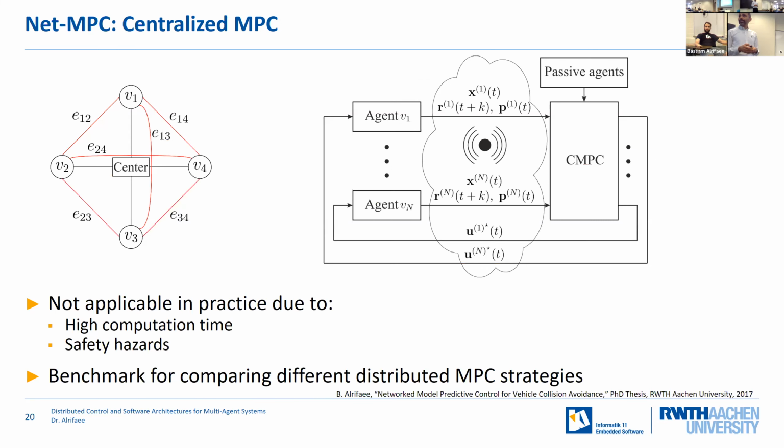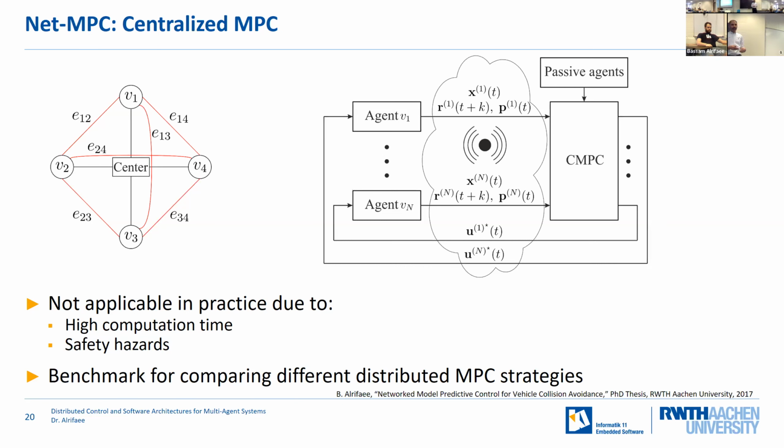And how can we formulate this problem now to solve it? We can formulate a centralized optimization problem. Here's an example with 4 agents, and we have a center which collects data from all agents. The red edges are the couplings between the agents, and the black are the communication edges. We get all information at the center, solve a big optimization problem, and send the control actions back to the agents. They will implement them, and we repeat this at every time step.